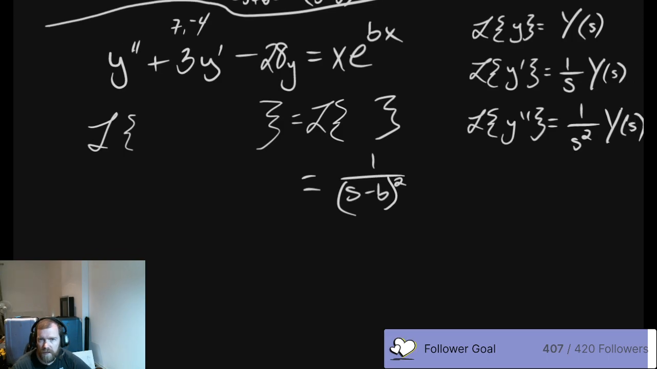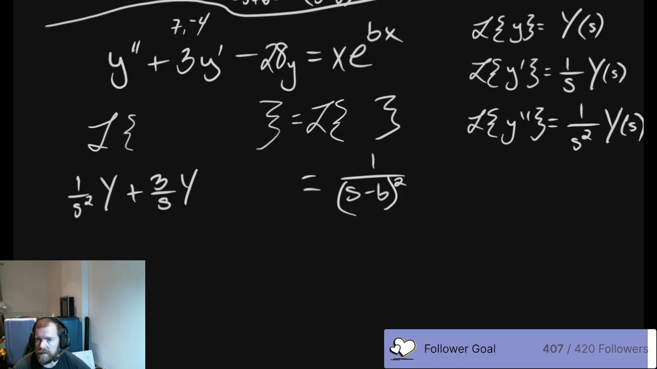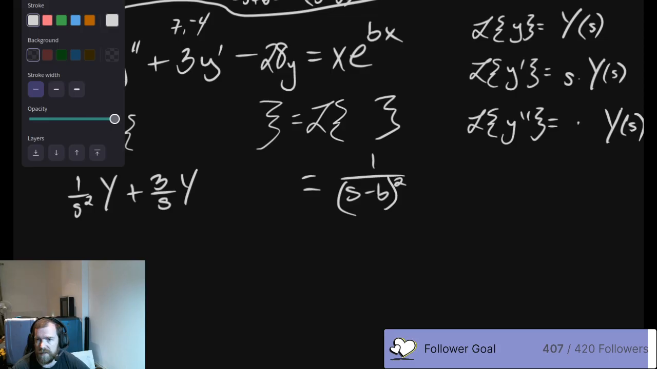So then the left-hand side of this, the former differential equation that's up there, ends up becoming 1 over s squared times y plus 3 over s times y. Did I mess this up, or is this good? Oh, yep, okay. I only messed it up slightly. That's better. It's not 1 over s and 1 over s squared. It is, conveniently, just s times and s squared times.